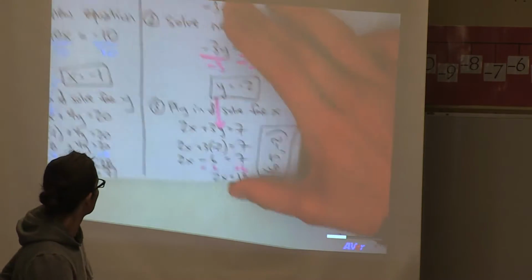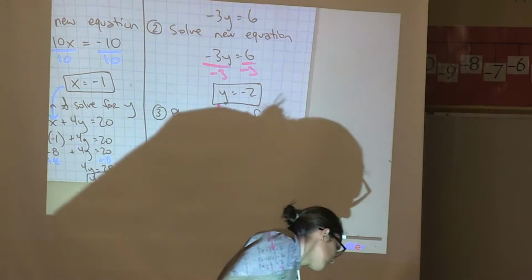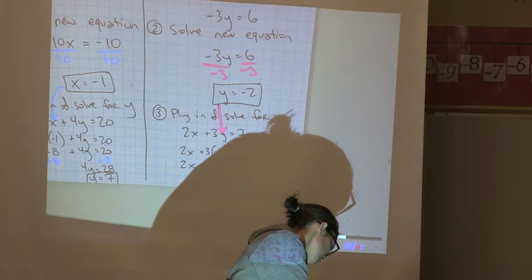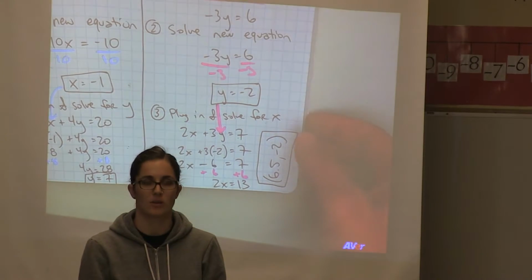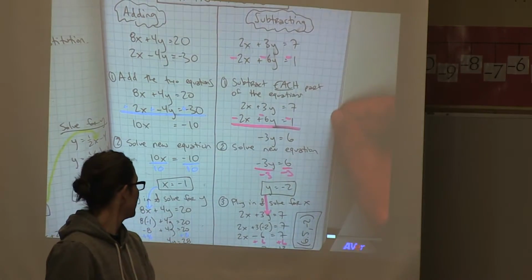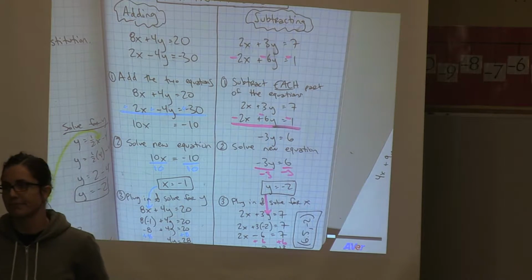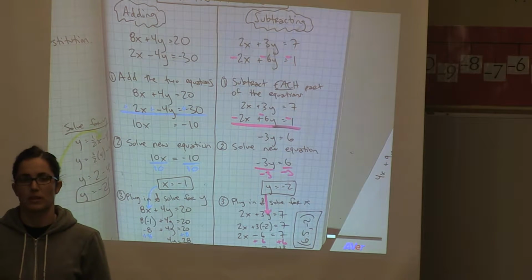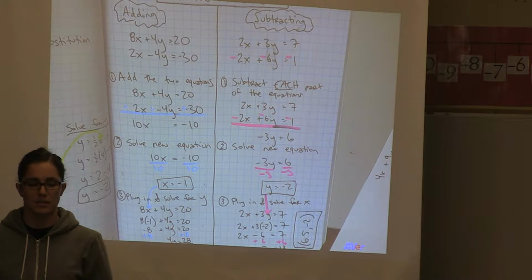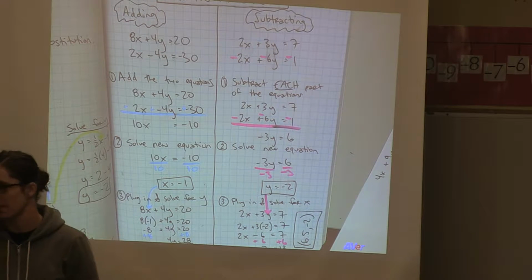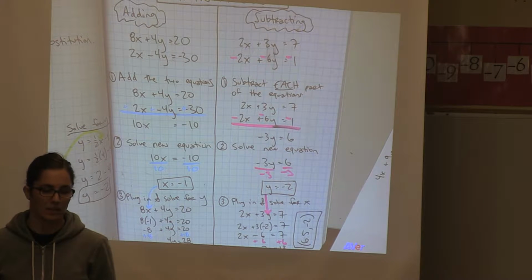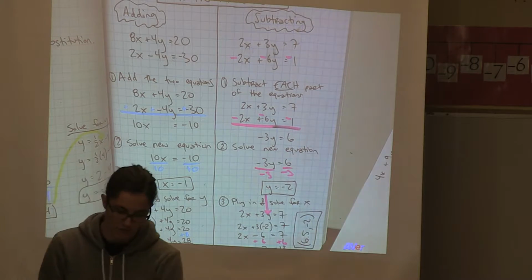Now, the trick with elimination is as follows. The only tricky part about elimination is deciding whether you're adding or subtracting. So here's what I need you guys to do in your groups right now. I need you to write 2 sentences for how you know whether you are going to use adding or subtracting for elimination.